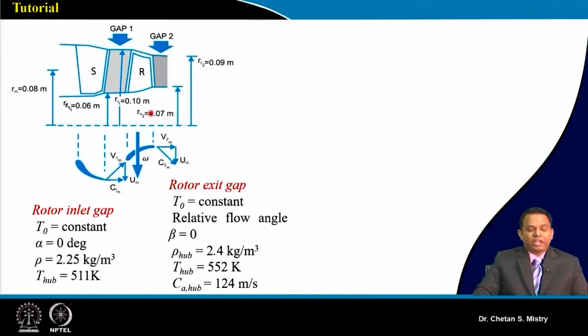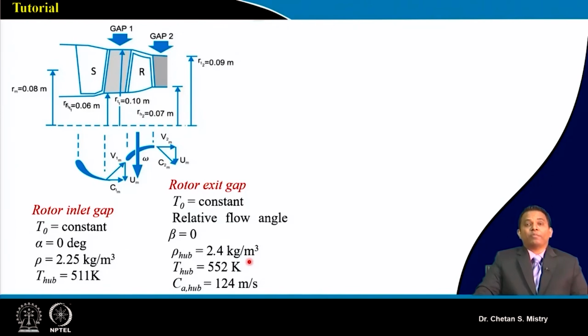Here in this case, at the outlet, my hub radius is given as 0.07 meter. At the inlet, the total temperature is constant, my alpha is 0, and my density and temperature are given. At the outlet, the total temperature is constant, my blade angle beta is 0, and my density, temperature and axial velocity are given to us. What we are asked is to calculate the mass flow rate.